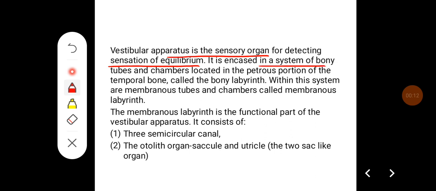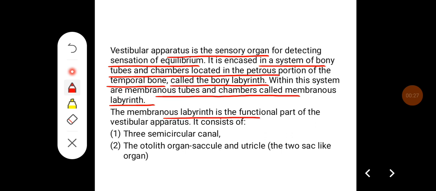It is encased in a system of bony tubes and chambers located in the petrous part of the temporal bone, which is called as bony labyrinth. Within this system are membranous tubes and chambers which are called as membranous labyrinth.